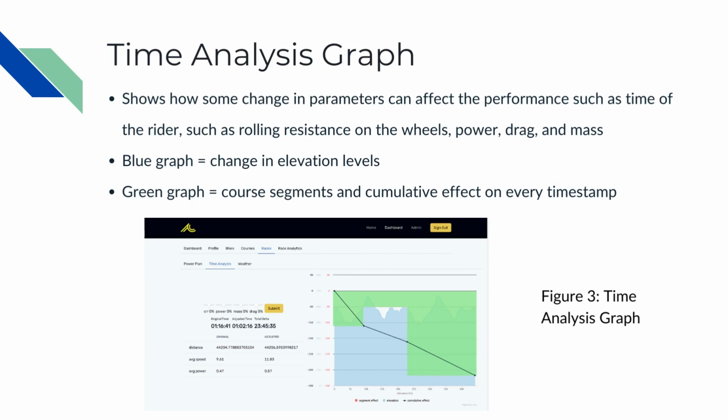It shows how some changes in the parameters can affect the overall performance, such as time and average power of the rider, such as the rolling resistance on the wheels, the power, drag, and mass. The blue graph shows the change in elevation levels throughout the course. And the green graph divides the course into segments and shows cumulative effect on every single time step, as well as how long each segment will take.